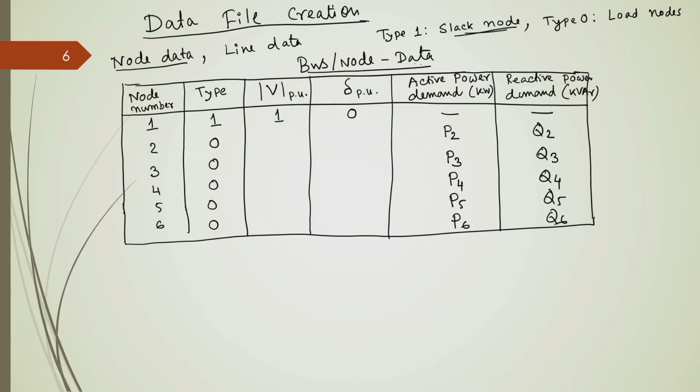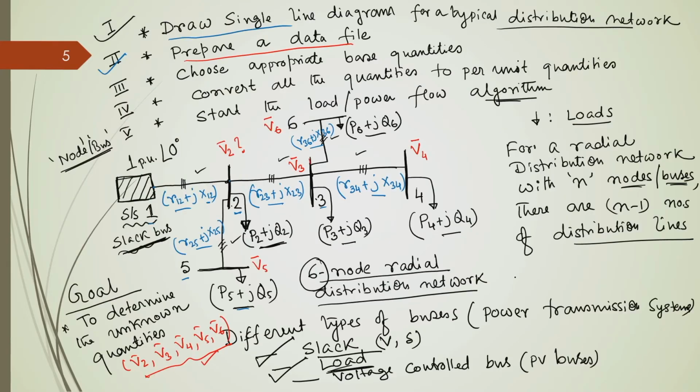So, these are the data available to us, and the only thing we need to know is the voltage and angle of these load buses. These are unknown quantities, so I put a question mark sign here. Now, apart from that, we know some other data. One is the line parameters.